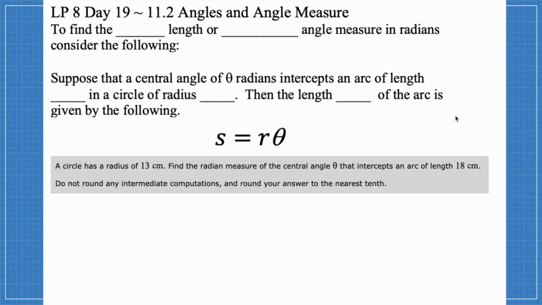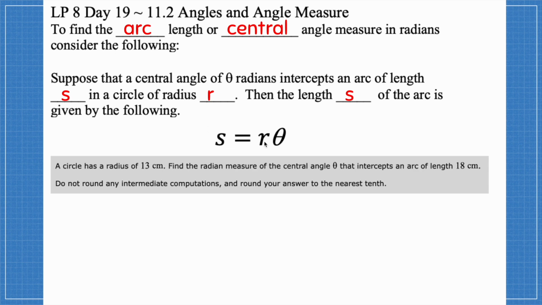All right, in this video, we're going to find arc lengths or central angles, but we're specifically going to be using radian measurements to do this. To find the arc length or a central angle measured in radians, consider the following definition here. Suppose that a central angle of theta radians intercepts an arc of length s in a circle of radius r. Then the length s of the arc is given by the following. So we have this little formula that we can use.